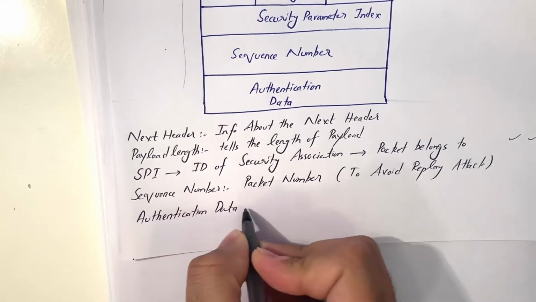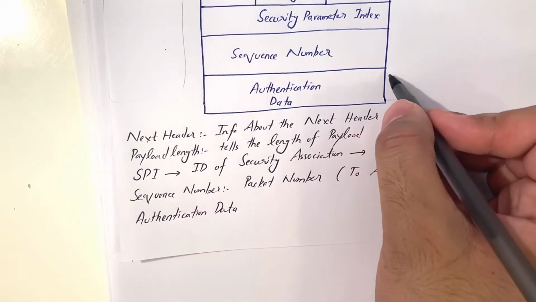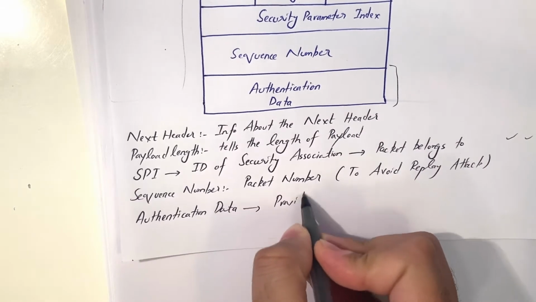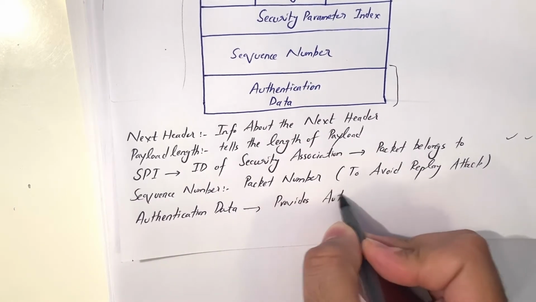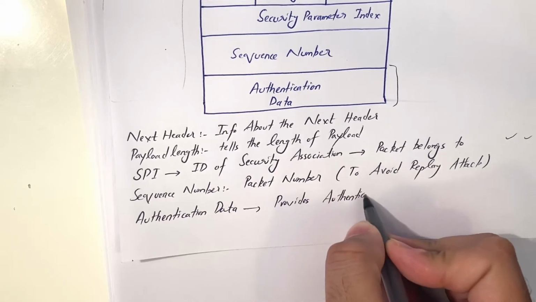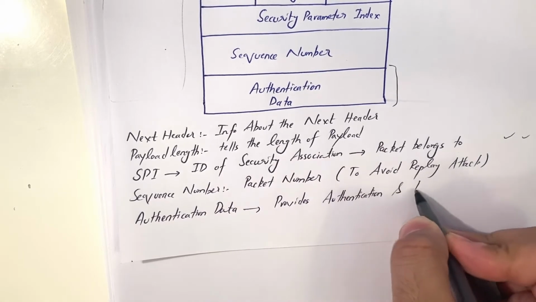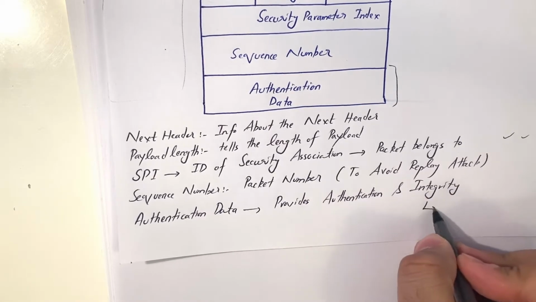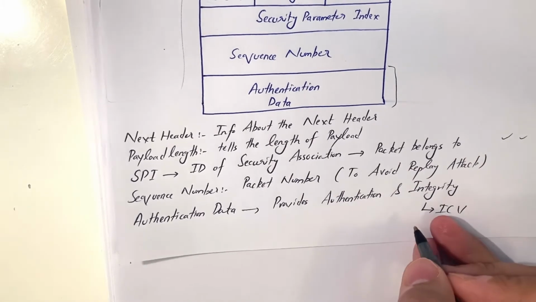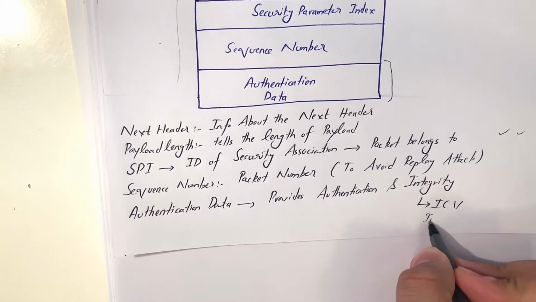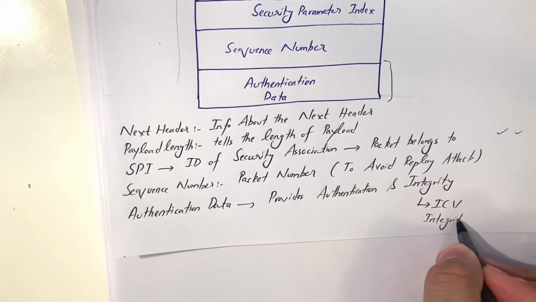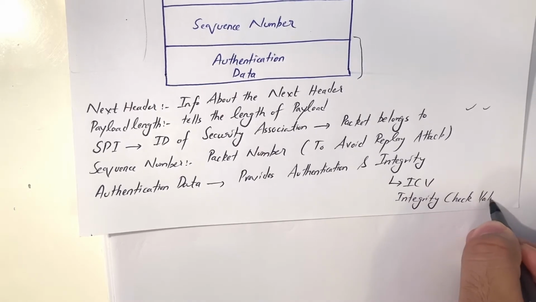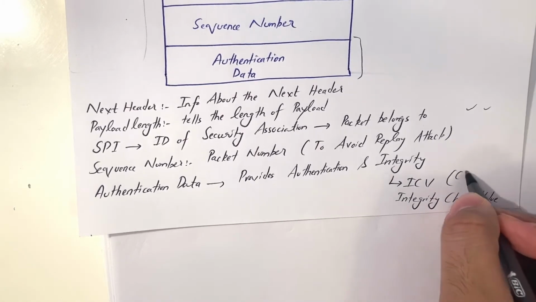So authentication data is something which provides you authentication and integrity. For integrity, typically we use ICV, the integrity check value, which the receiver uses to check. And typically we use a checksum here.